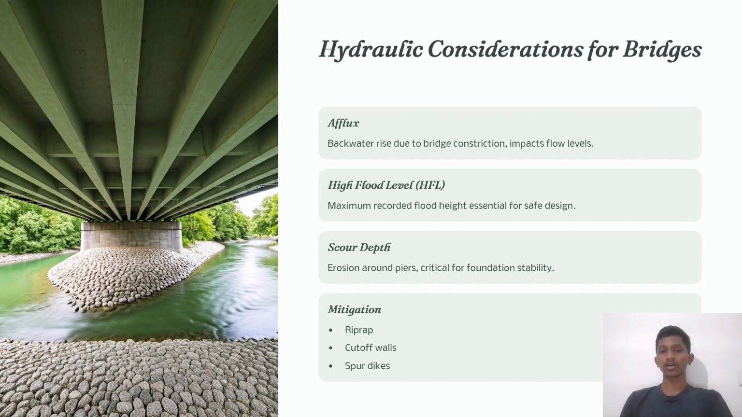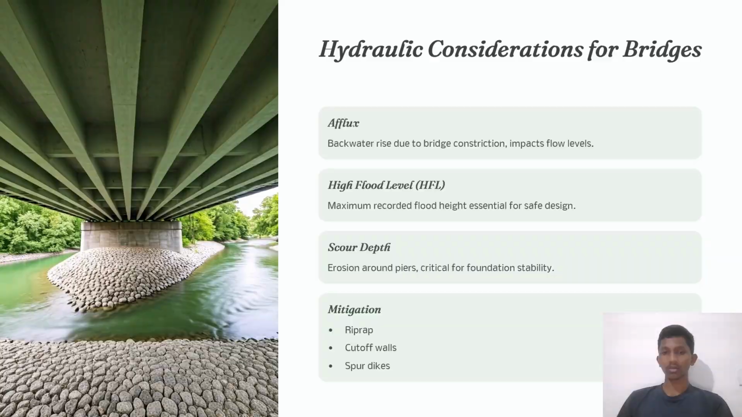Next is hydraulic considerations for the bridges. Afflux is the part where, due to construction of bridges, the level of water rises on the upstream side, which can impact the flow levels. That also needs to be considered. The next one is high flood levels, which is obtained from past 35 years of data, and the bridge span and the bridge's height are determined through this criteria. Next one is scour depth. Scour depth involves the consideration for erosion due to flow of water, thus maintaining the structural or foundational stability. Otherwise, it may cause irregular settlement of the foundation, which may further cause failure.